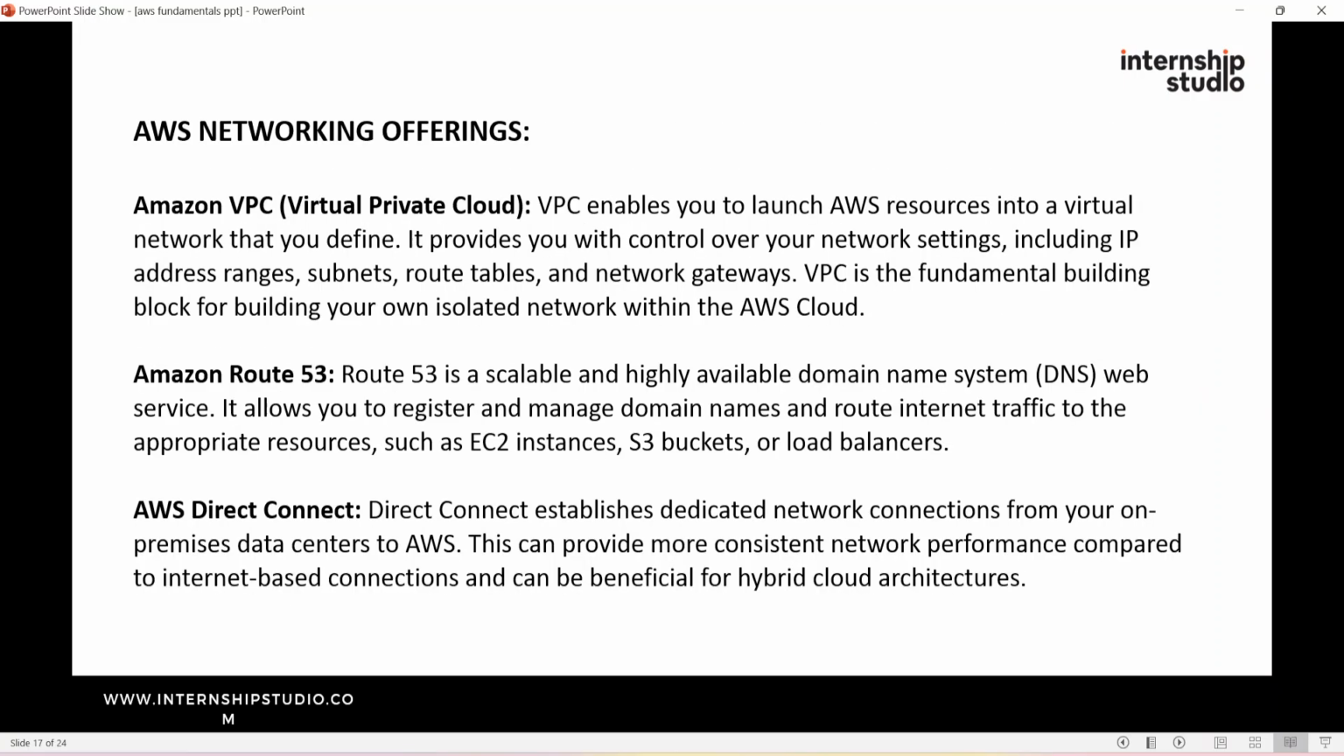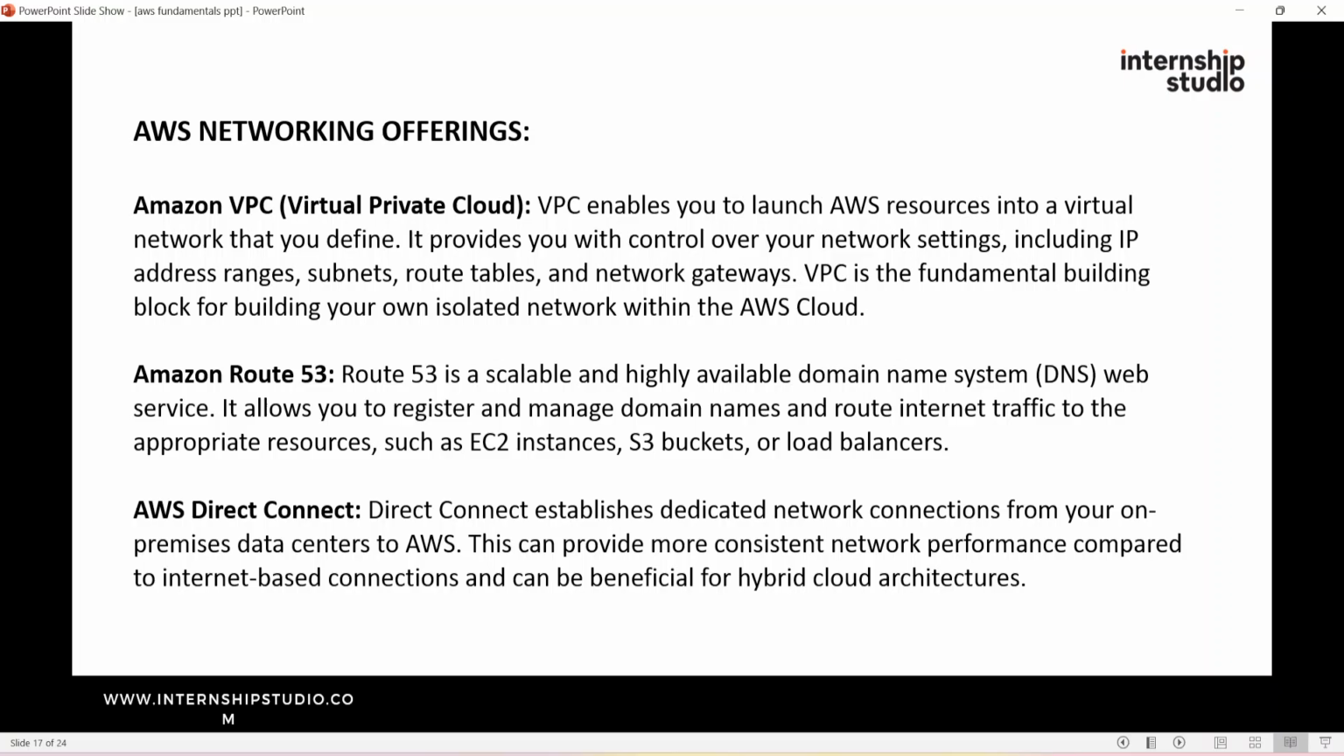So yeah, coming to the networking offerings. The first primary networking offering here is Amazon VPC, which is Virtual Private Cloud. It enables us to launch AWS resources into a virtual network that you define. It provides you with control over network settings, including IP address ranges, subnets, route tables, and network gateways. These are the components of the VPC. It's the fundamental building block for building your own isolated network within the AWS cloud. You can say that it makes an outer shell structure of whatever resources you deploy into AWS. Everything is set up in a virtual network.